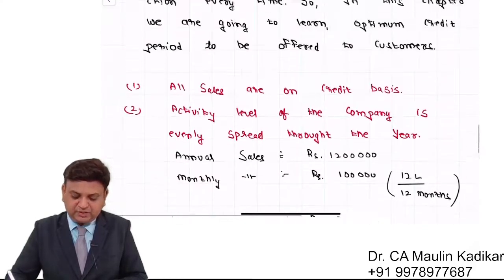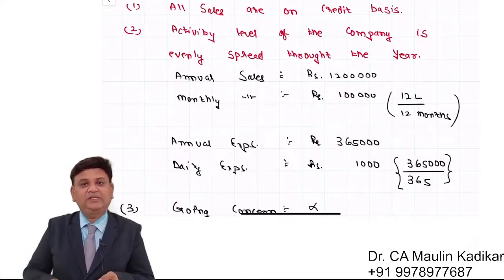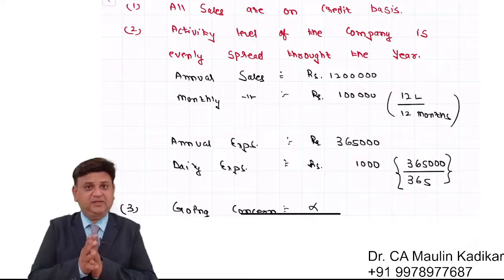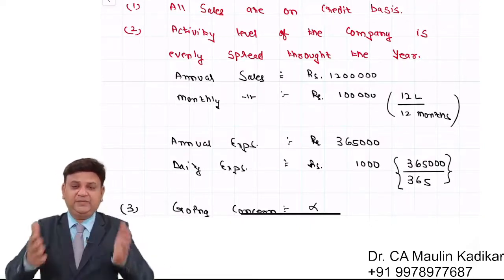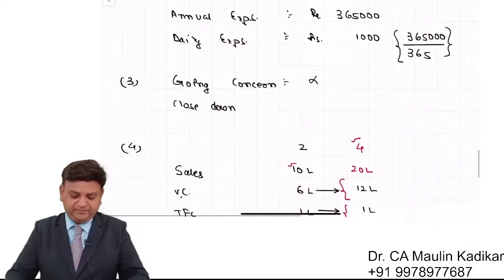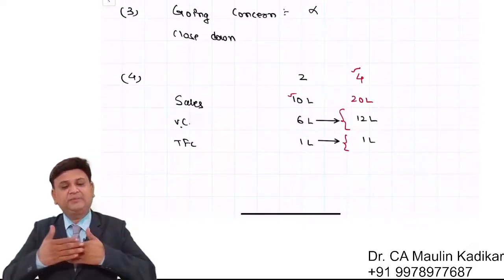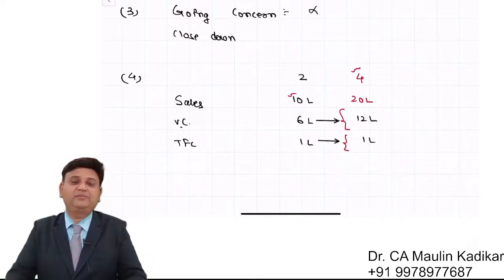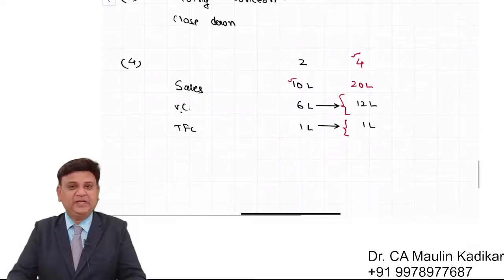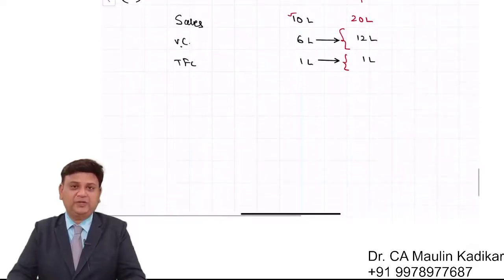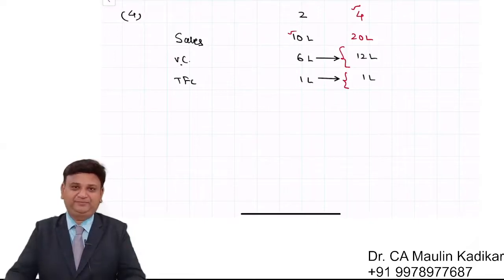So these are the four assumptions which have been made. The first assumption is all the sales are on credit basis. Second assumption is that the activity level of the company is evenly spread throughout the year. Third assumption is the going concern, the company is going to carry on the business in perpetuity. And fourth assumption is that the variable cost will change in proportion to the revenue and the total fixed cost is going to remain the same.